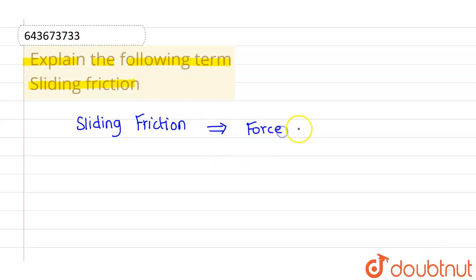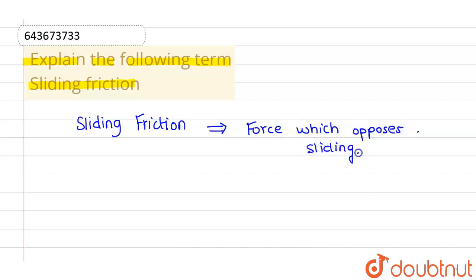Hello everyone. If we talk about this question, the given question is to explain the following term, and the given term is sliding friction. So we have to explain what exactly sliding friction is. Whenever two blocks are sliding over each other, sliding friction comes into action, and this is a force which opposes sliding.